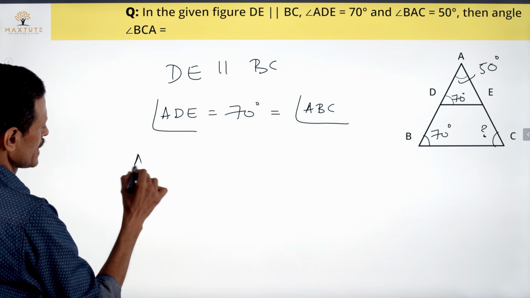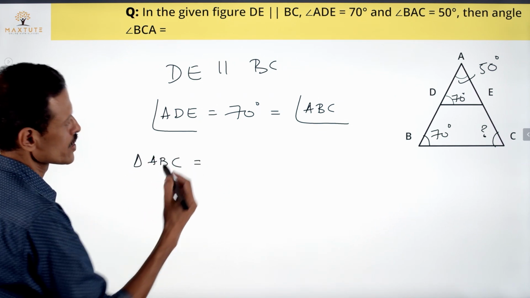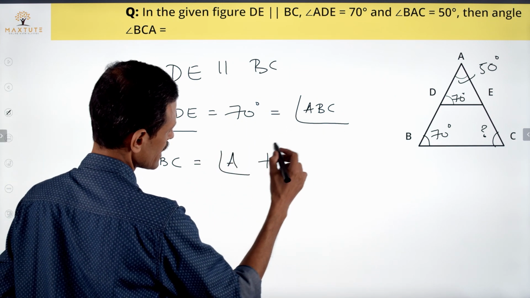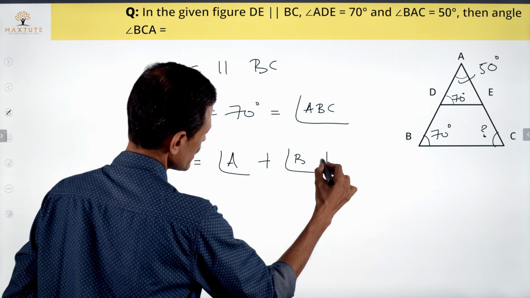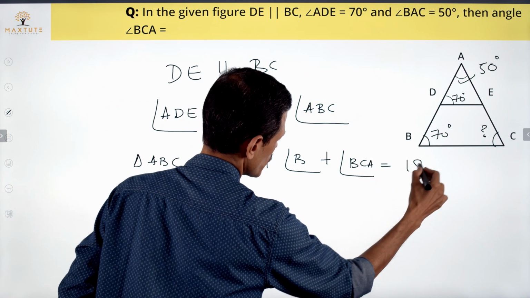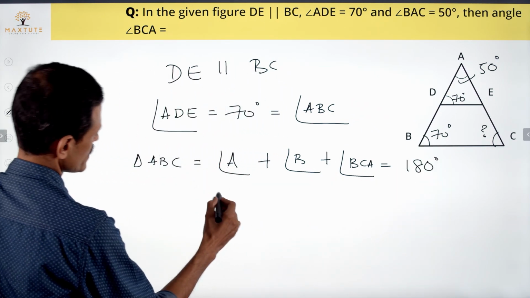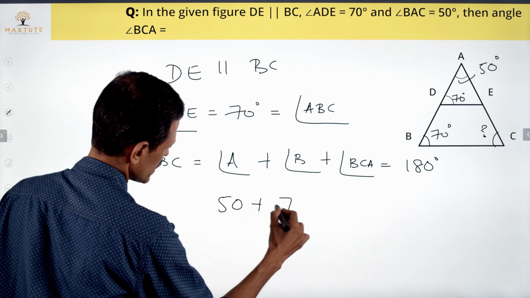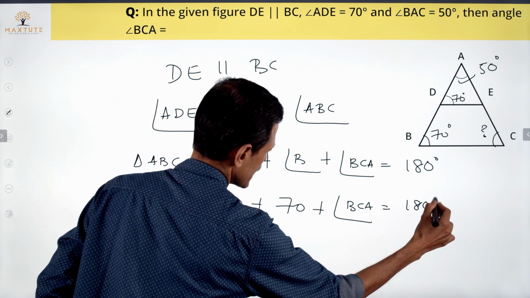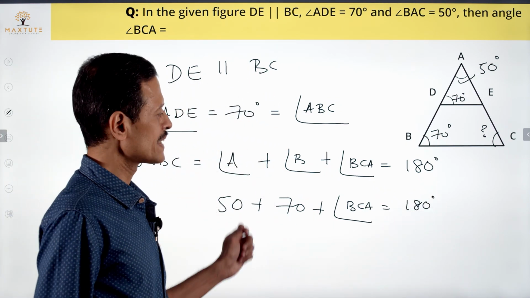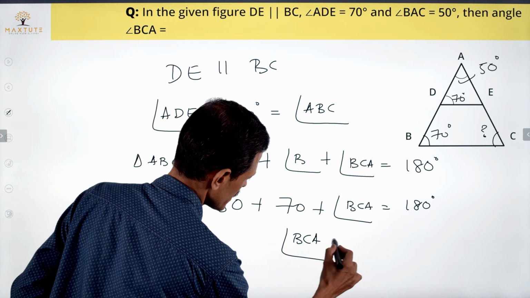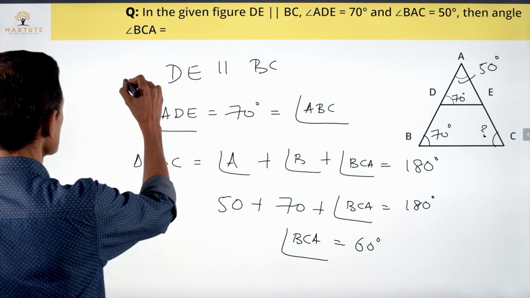Now look at triangle ABC. In triangle ABC, sum of the three interior angles should be equal to 180 degrees. One angle is angle A, which is angle BAC. The second angle is angle B, which is angle ABC. The third angle is what we are trying to find out, which is angle BCA. The sum of these three angles is equal to 180 degrees. Measure of angle A is equal to 50, measure of angle B is equal to 70, plus measure of angle BCA, which is what we'll have to find out. This adds up to 180 degrees. 50 plus 70 is 120. Take it to the right hand side. 180 minus 120 is 60. So angle BCA is equal to 60 degrees. Right? Write this step, you get half a mark.